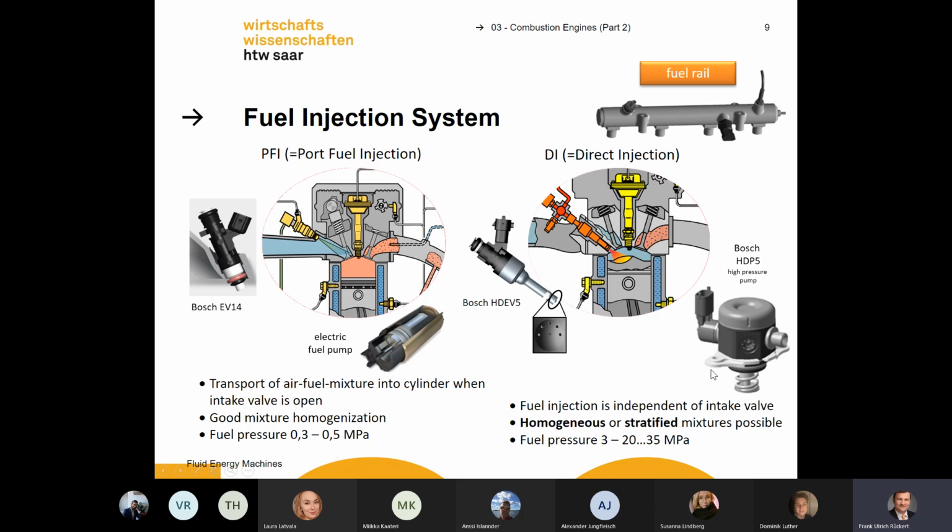And here is a pump. It's a HDP5 high pressure pump from Bosch, and it's used to get high pressures of about 200, 300 or even 400 bars.